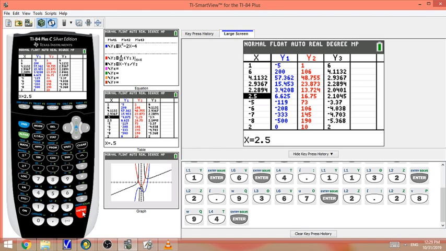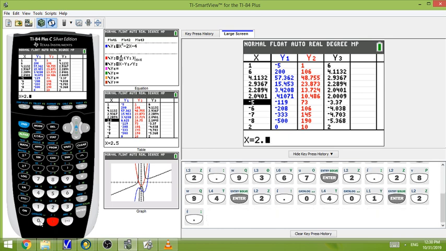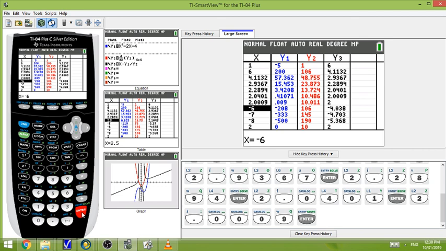So this time we end up with 2.0401. Okay, so let's try that one more time. Put in 2.0401, and we got 2.0009. Okay, one more time. 2.0009, and that's exactly 2. And then put in 2, and that's what we have.